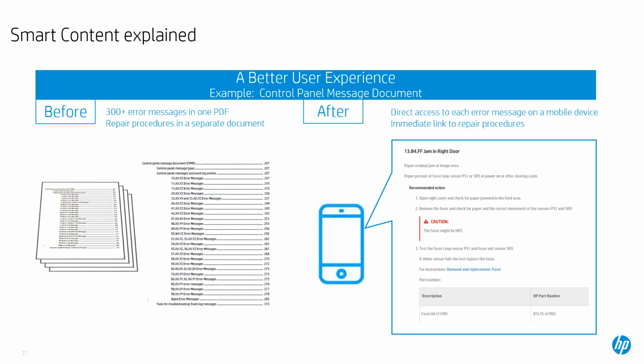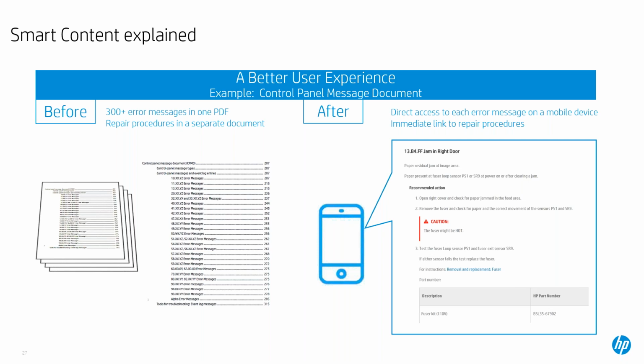I wanted to show you an example of how the experience has changed from before to now. Before, this is a control panel message document, and it was a huge document, a 300-page document. It was delivered as a PDF. It contained 300 plus error messages, and each error message has a reference to many repair and replace procedures. So the support experience was significantly longer while the agents or service techs combed through this 300-page document for relevant information to solve a customer problem.